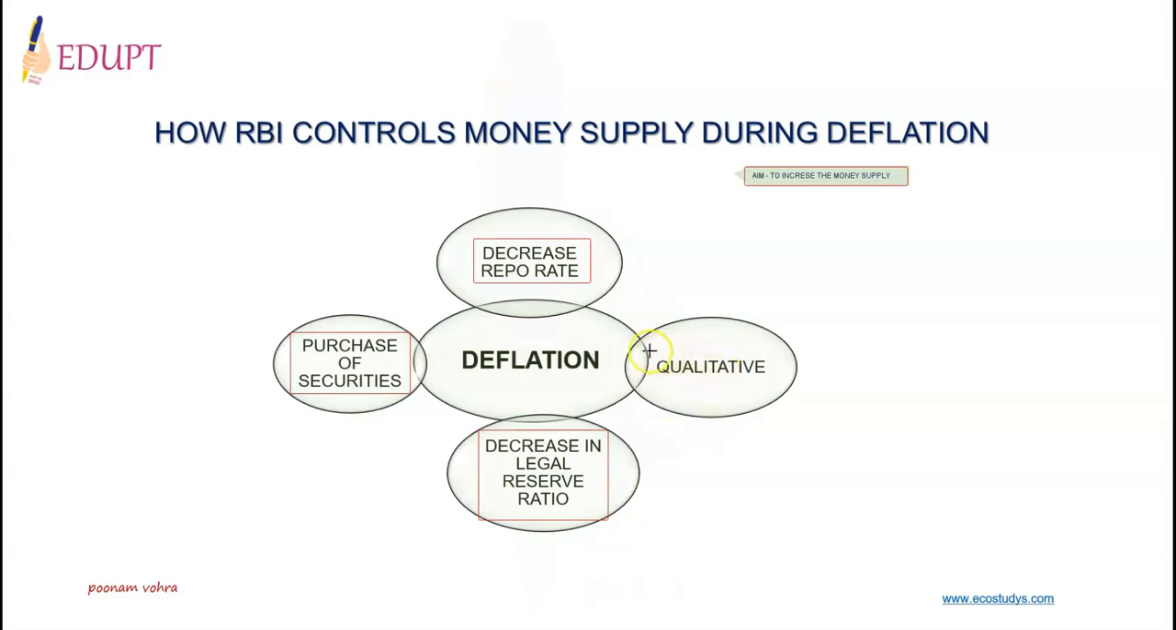So far as qualitative instruments are concerned, RBI will reduce the margin requirement and will direct the banks to provide more funds. By adopting all these measures, money supply gets increased and deflation controlled.